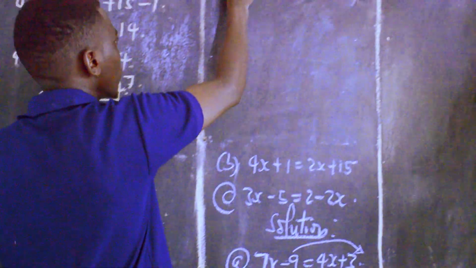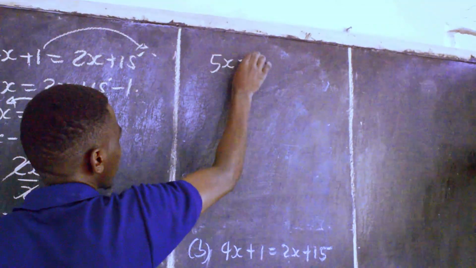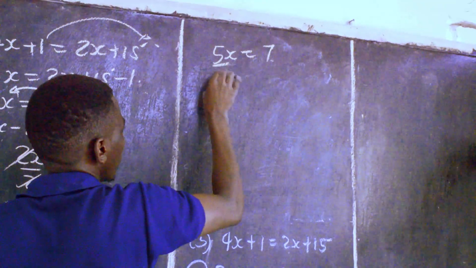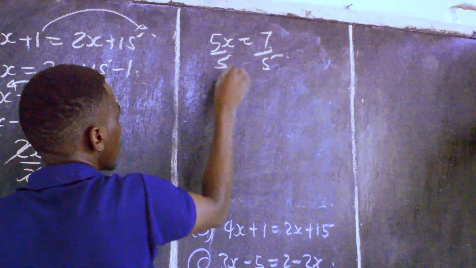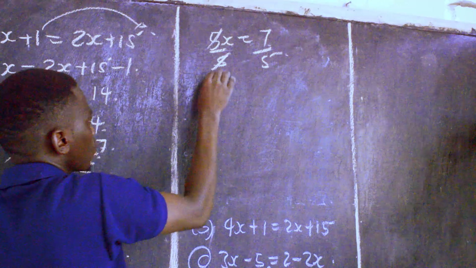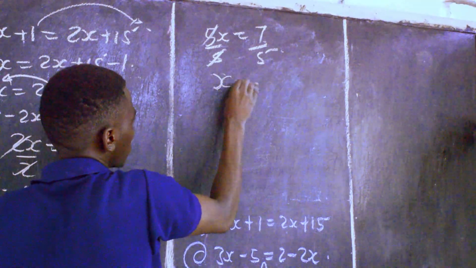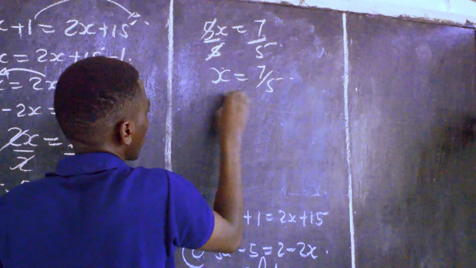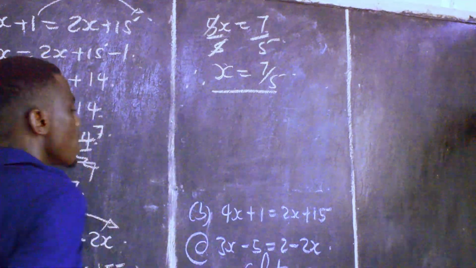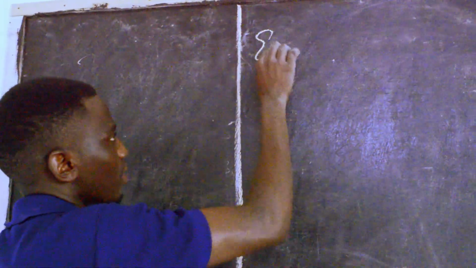Then you will have 5x is equal to 7. So here divide by 5, by 5, so this and this cancel. So x will be equal to 7 over 5. This is the required value of x.